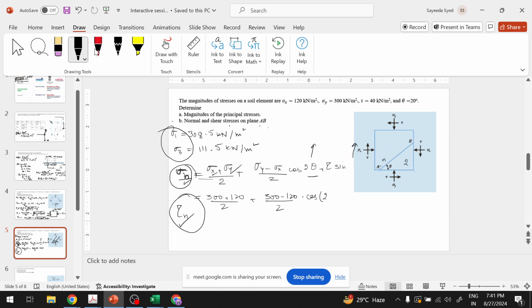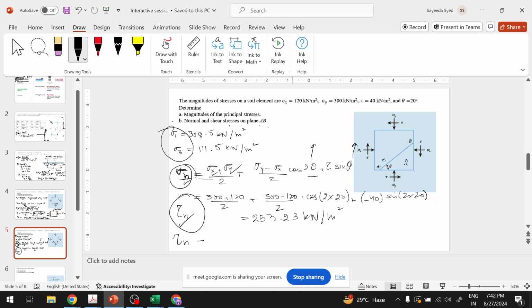Their value, I mean to say, of the failure plane. Okay, so first let's calculate the sigma n: (300 minus 120) over 2, cos of 2 into 20, plus minus 40 sine of 2 into 20. This comes out to be 253.23 kilonewton per meter square.